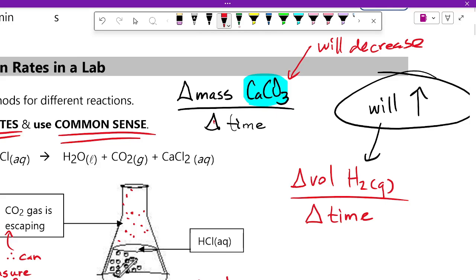How are we doing? Would we like to do a little stretch? No, we're good? Okay, just keep going.